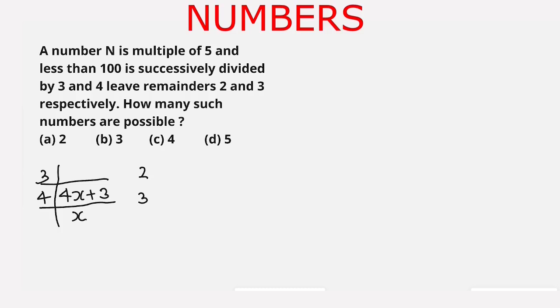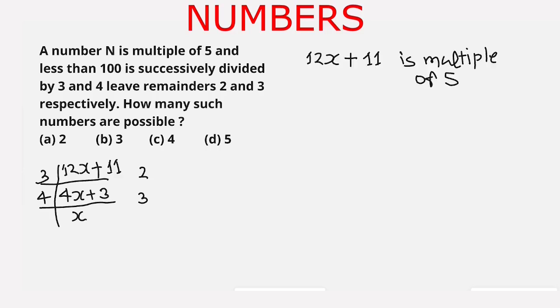So we will find the number multiplying the quotient by divisor and adding the remainder 2 to it. So 4 times 3 is 12x plus 3 times 3 is 9 plus 2 is 11. So this is our required number, 12x plus 11.